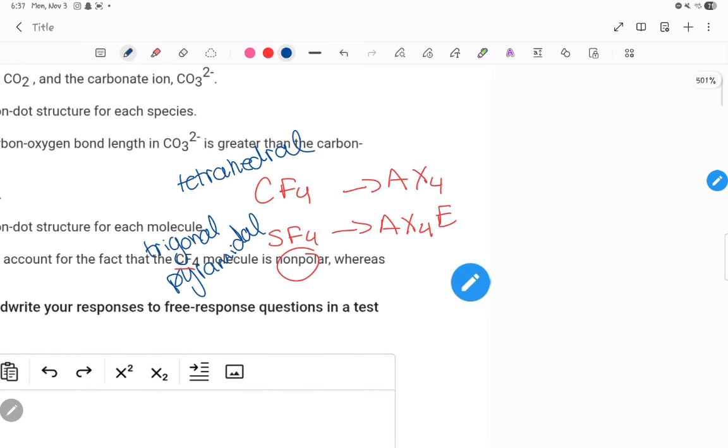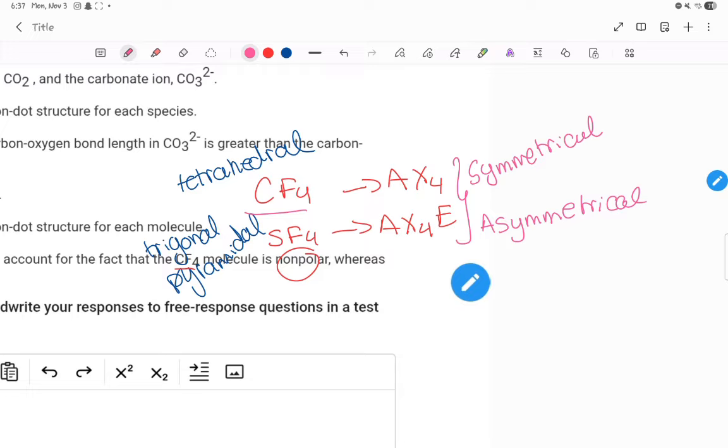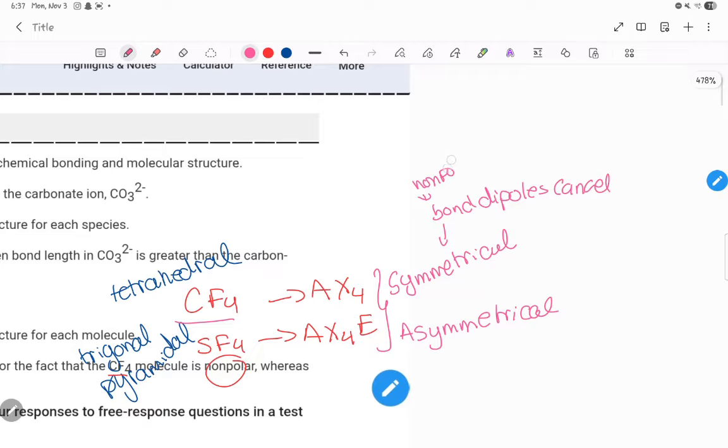Very simply, how can we state this? Well, first of all, we say that CF4 has a what? It has a symmetrical shape. This is the first thing we start with. And SF4 has what? Has an asymmetrical shape. This is the first thing that we can say, right? So due to the symmetrical shape that CF4 has, which is the tetrahedral geometry, the bond dipoles cancel. So here we say bond dipoles cancel, right? And when these bond dipoles cancel, we will thus have what? We will thus have a non-polar molecule.